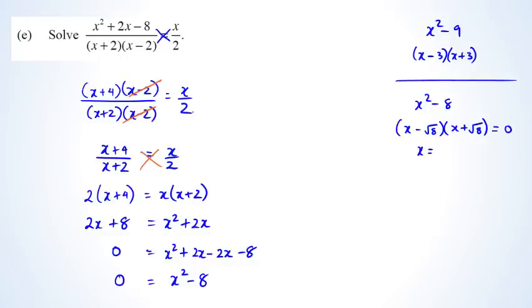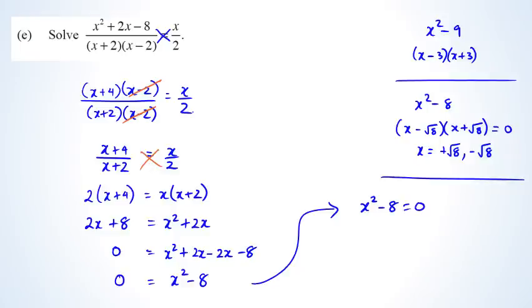X equals positive square root of 8 or minus square root of 8. Now I want to show you guys another way of doing this. From here, what you could have done is x squared minus 8 is equal to 0. So x squared is equal to positive 8. Therefore, x is equal to square root of 8, but you get your two values, plus or minus. So for this question, you'd actually say x is equal to plus or minus square root of 8.